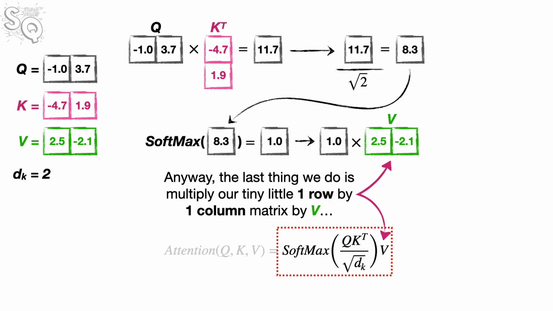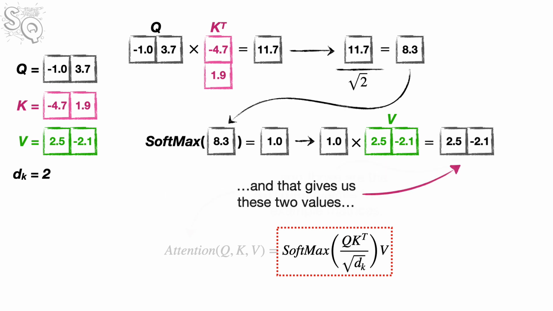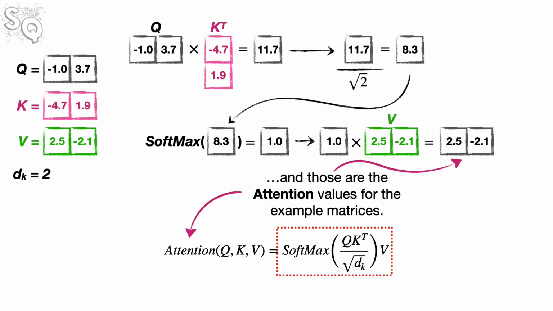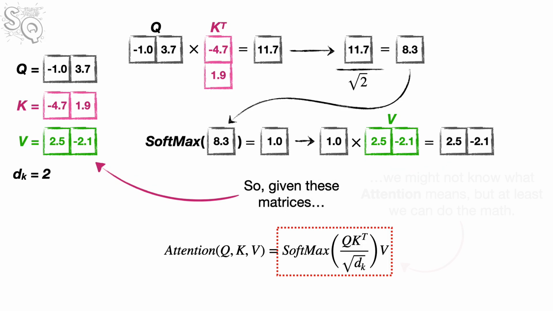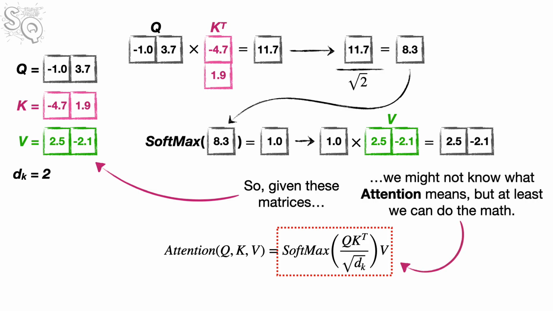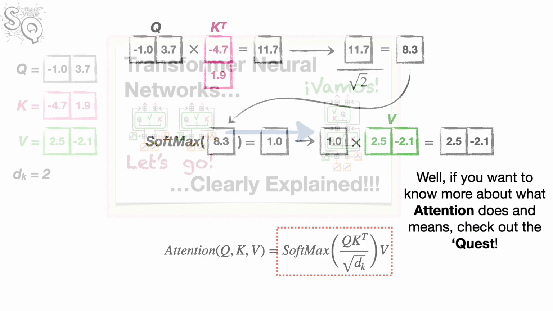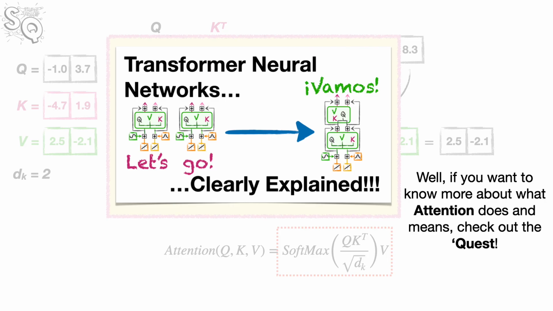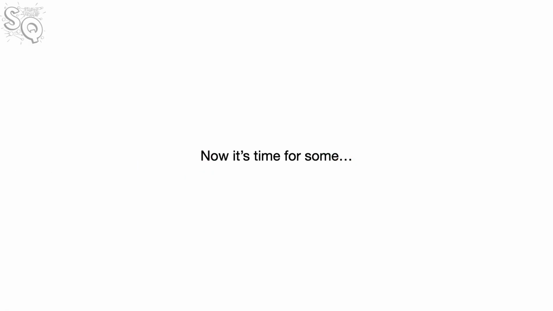Anyway, the last thing we do is multiply our tiny 1 row by 1 column matrix by V, and that gives us these 2 values. And those are the attention values for the example matrices. So, given these matrices, we might not know what attention means, but at least we can do the math. Bam! Well, if you want to know more about what attention does and means, check out the quest. Triple bam!